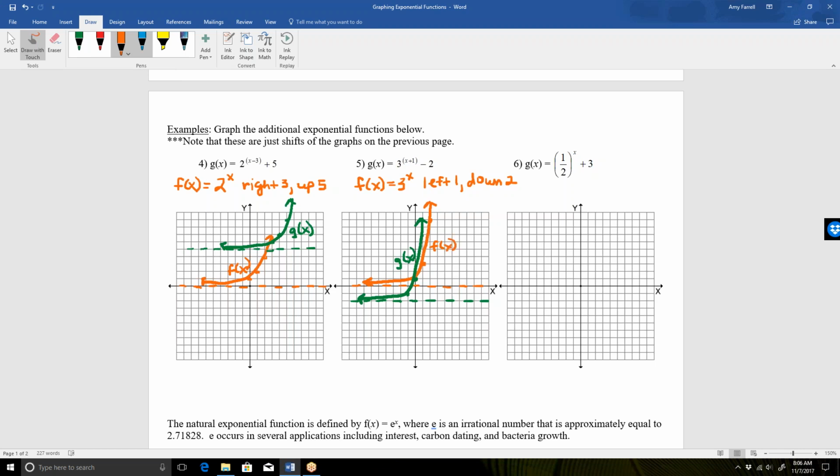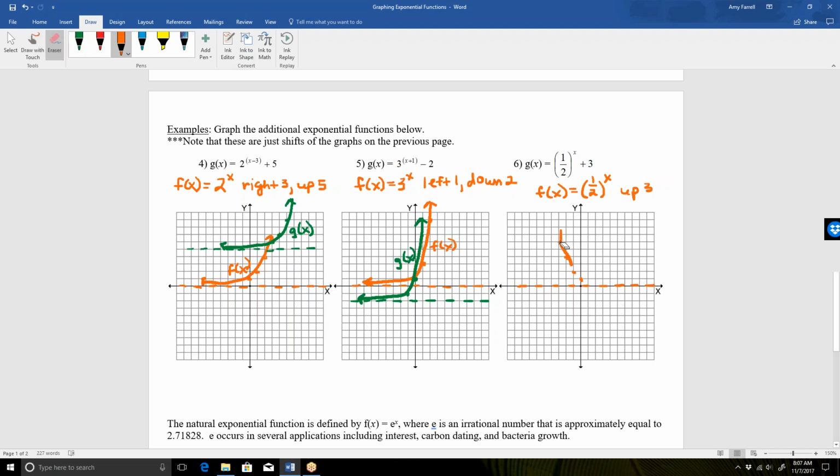All right, one more. This one is going to look like f of x equals 1/2 to the x, but it's going to be shifted up 3. So we saw this was exponential decay. We had the points (0, 1), (-1, 2), and (-2, 4). And you could also plot (1, 1/2), (2, 1/4) if you want.